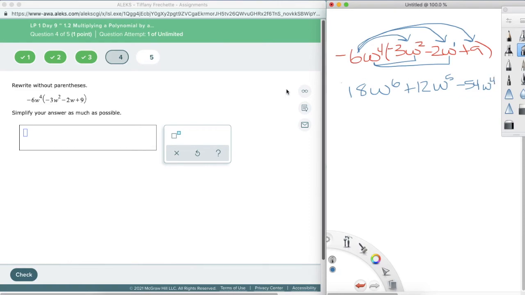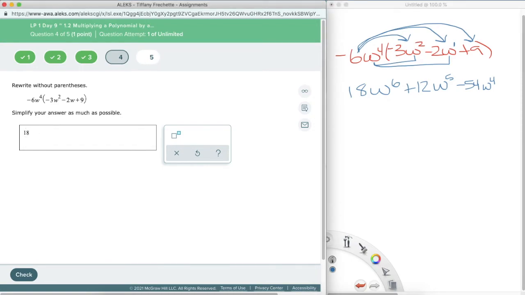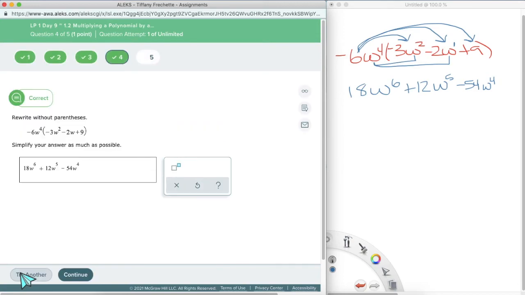Alrighty. So we have distributed as much as we can. We have simplified as far as we can go. So we just get to type this all in. Plus 12 W to the 5th power. Oops, not plus, minus W to the 4th power. All right. One more.